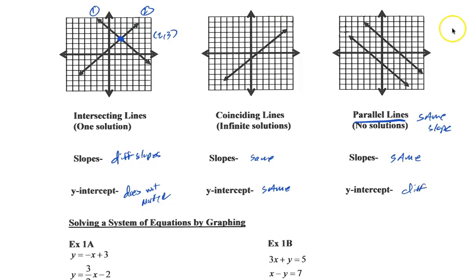So that's the idea. If you have two equations and you notice that they have different slopes, they're going to intersect. They're going to cross. You're going to have intersecting lines. If they're the same everything, same slope, same y-intercept, and now you might have to do some math to see this, that's your infinite solutions. And then we have parallel lines. You're going to have the same slope but a different y-intercept. If they have the same y-intercept, they'll be the same line. But parallel lines have the same slope, but different y-intercepts.